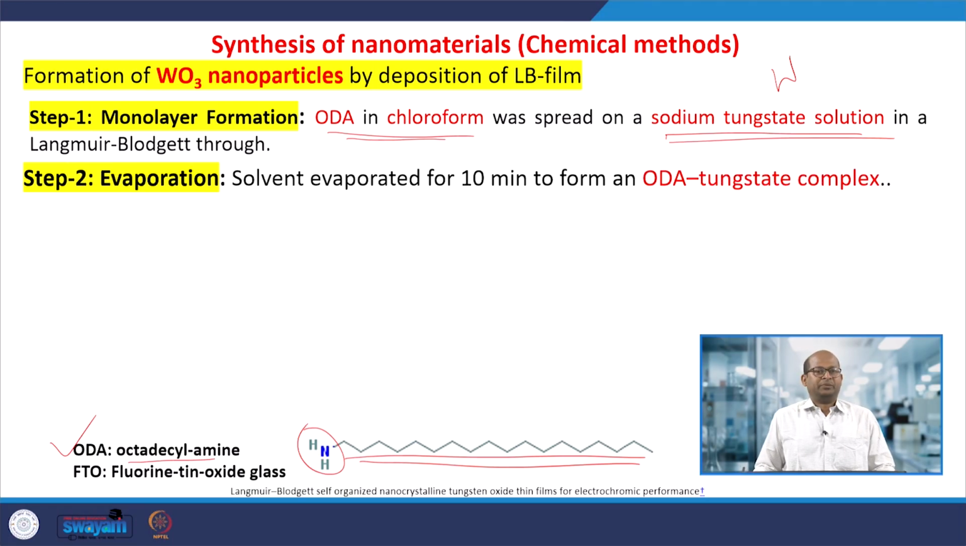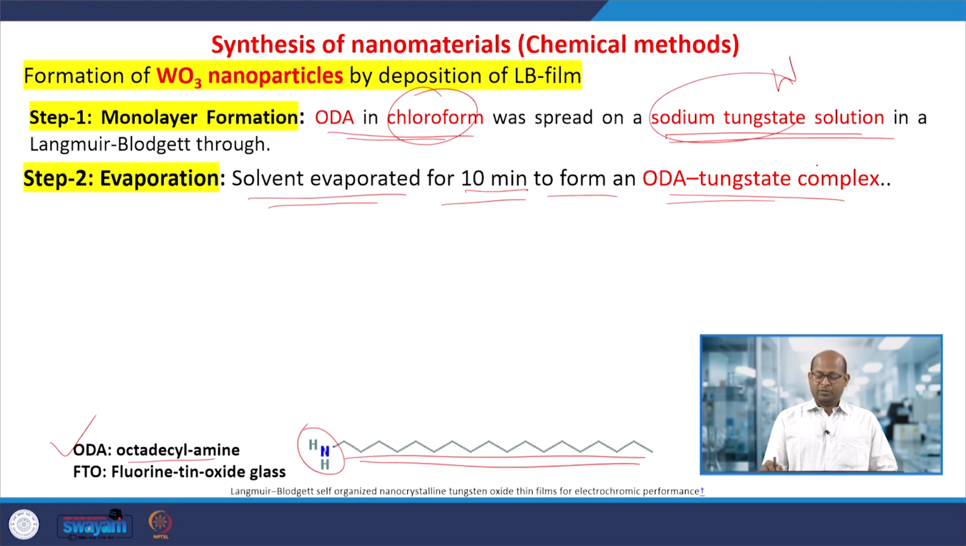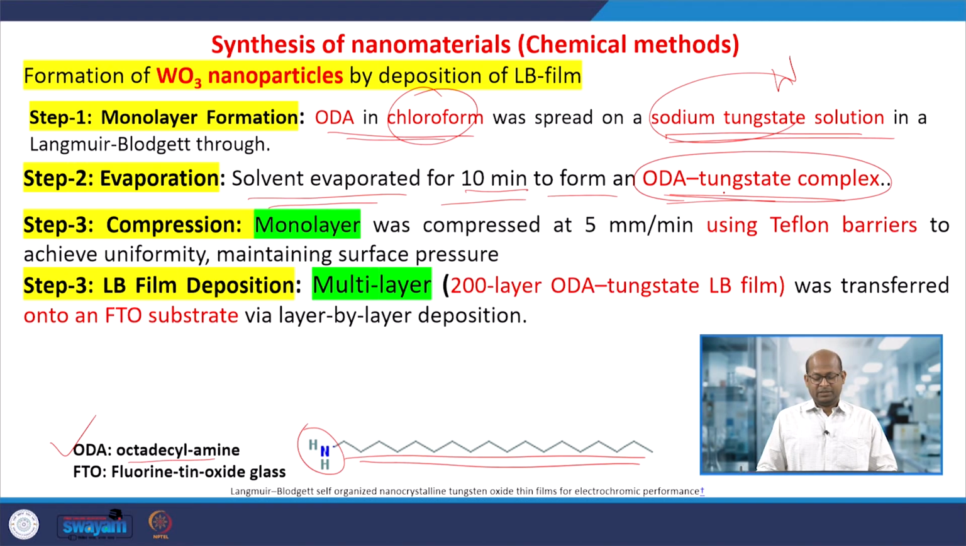That will form a Langmuir-Blodgett type of film. Whatever solvents we have taken, we have to evaporate out in the second step, for 10 minutes. Then the ODA, the surfactant or amphiphilic molecule we have taken, forms a complex structure with the precursor, and then we can form monolayers by dipping a Teflon barrier or substrate.